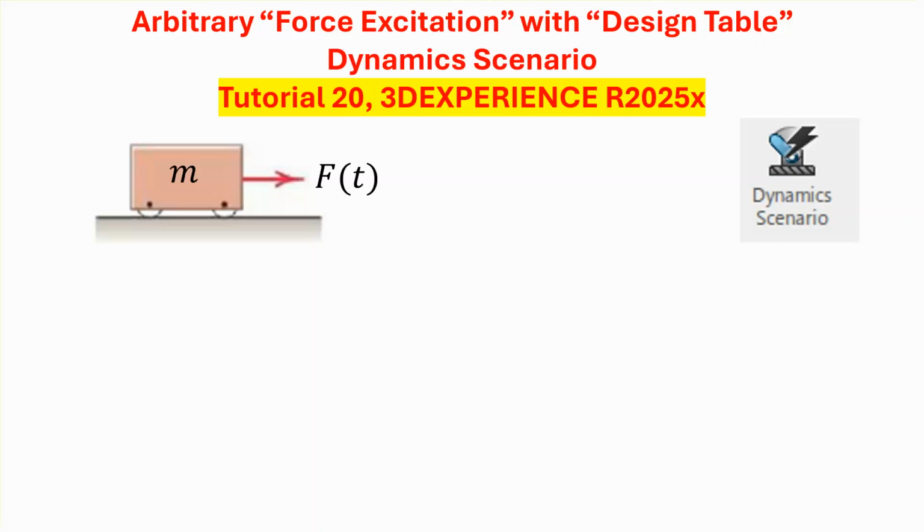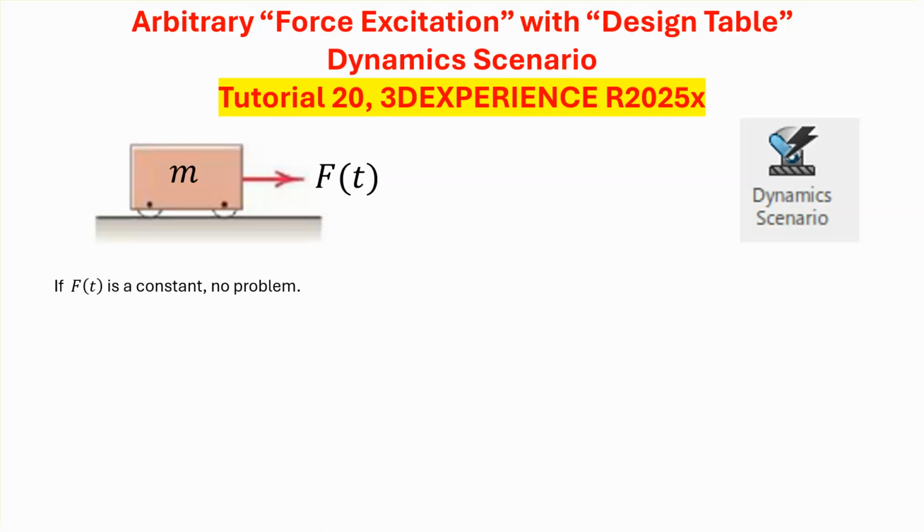Good day, folks. This is tutorial number 20 in a playlist I'm creating for dynamic scenario in 3D experience. This particular tutorial deals with defining an arbitrary force excitation with a design table in order to perform a dynamics analysis. So what does that mean? First of all, if you have a dynamic problem and you apply a force, you want to specify a force.